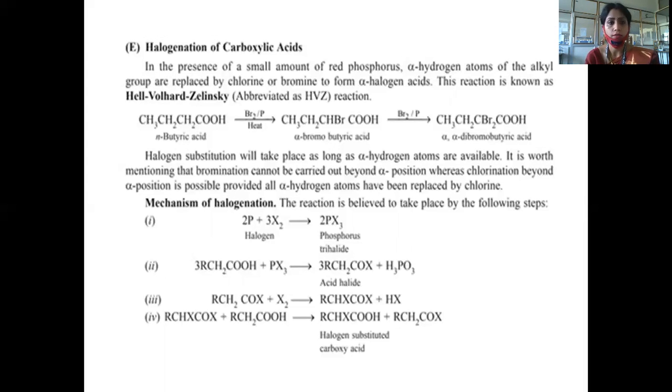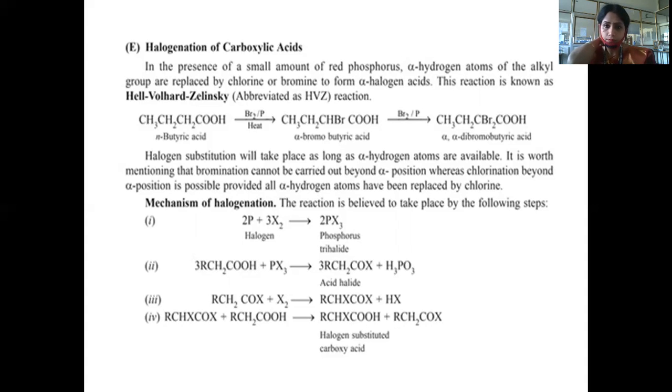Next is the halogenation of the carboxylic acid. This is a very important reaction under the name Hell-Volhard-Zelinsky reaction, abbreviated as HVZ reaction. In this reaction, a small amount of red phosphorus is required, and the alpha hydrogen of the alkyl group is replaced by halogen. The carboxylic acid reacts with bromine in presence of red phosphorus, and it forms alpha bromobutyric acid, for example.